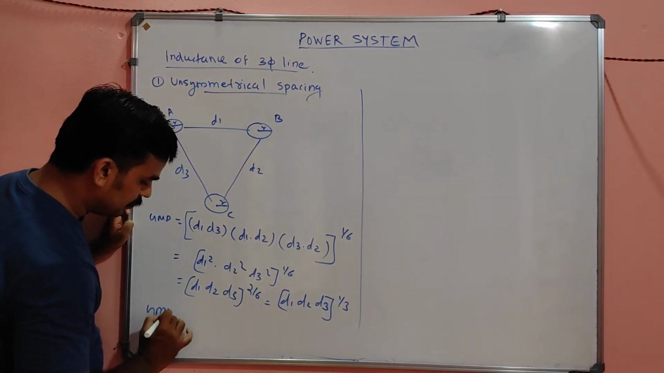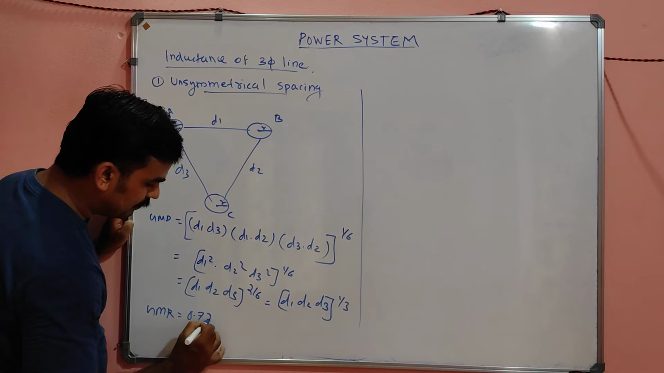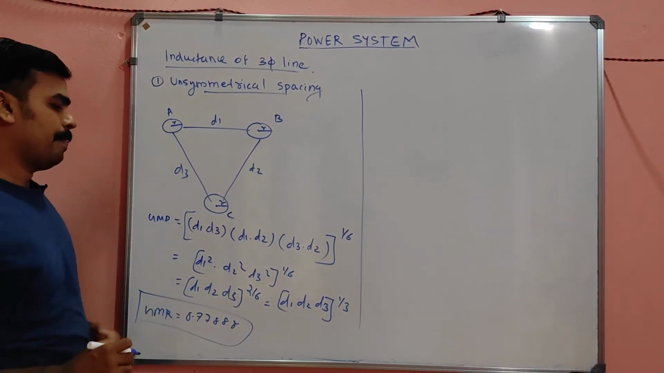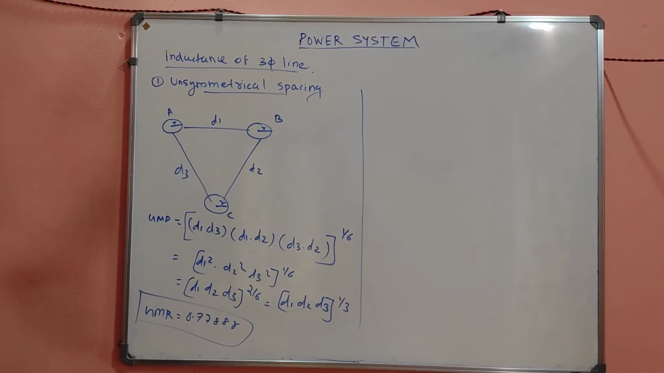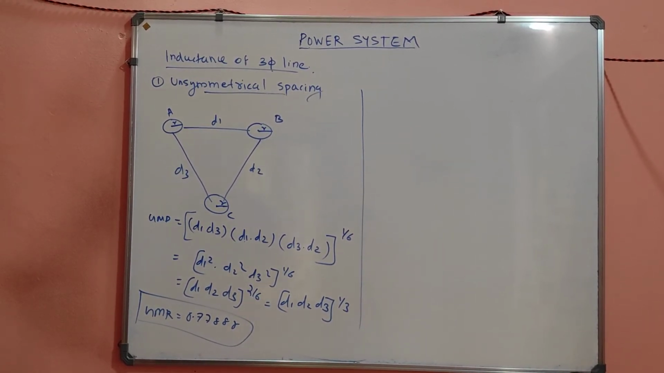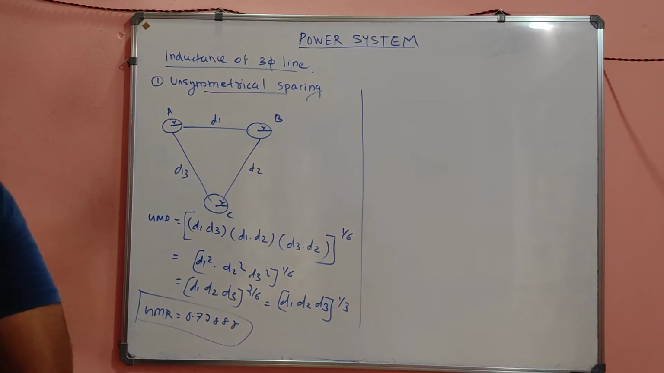And GMR is nothing but 0.7788 R. Is it correct, my dear? Is it correct? Okay, that's all. So this is one type of unsymmetrical spacing.